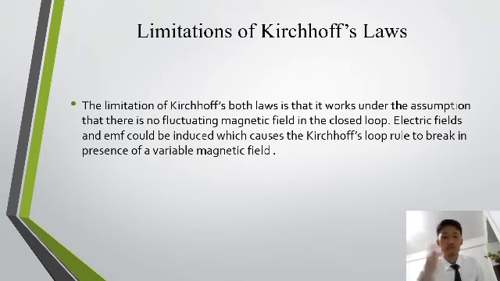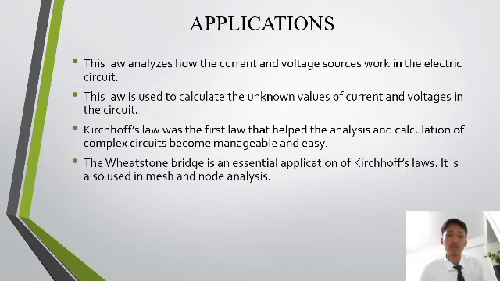Now, the limitations of Kirchhoff's law. Both laws work under the assumption that there is no fluctuating magnetic field in the closed loop. Electric fields and EMF could be induced, which causes Kirchhoff's loop rule to break in the presence of a variable magnetic field. So we should assume that the magnetic field is constant while applying Kirchhoff's voltage law. Those are the limitations.